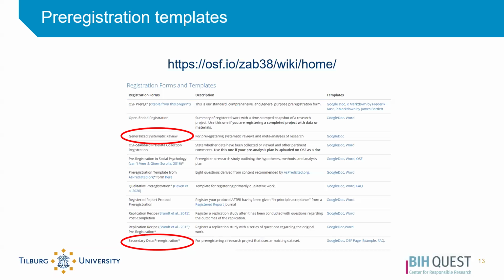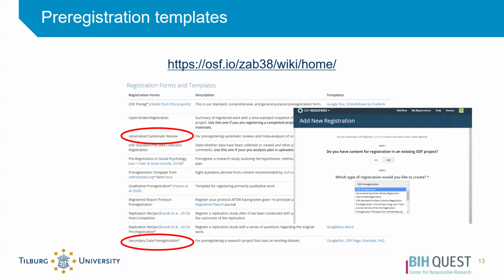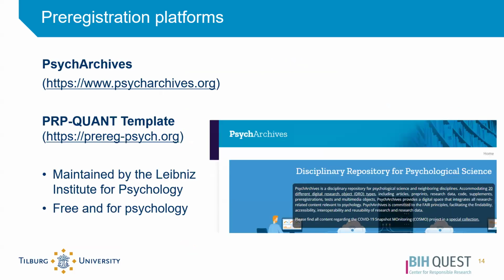So there's all kinds of study types. And well, for most of them, you have some kind of way to get a template that can prompt you to answer the things that you need to answer, basically. So it's pretty simple. You click on Add New Registration, and in this drop-down menu, you can select the one that's most suitable to you, and then you are given a list of questions to answer. So that's the OSF, but there's also others.